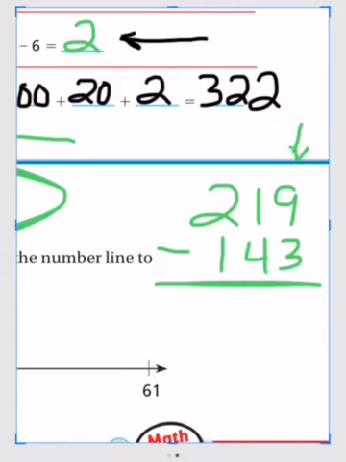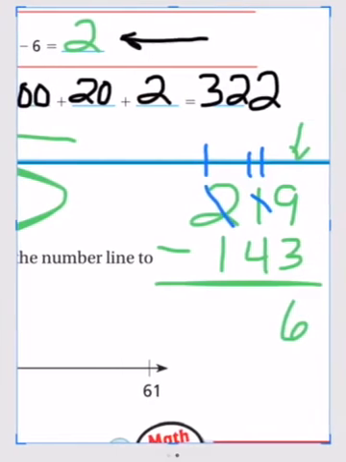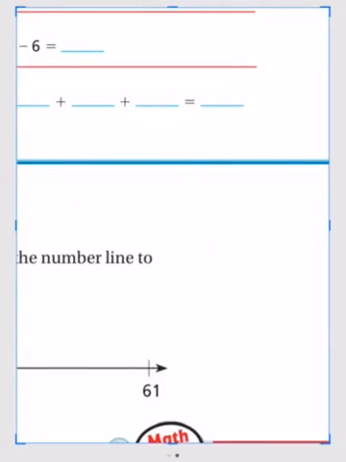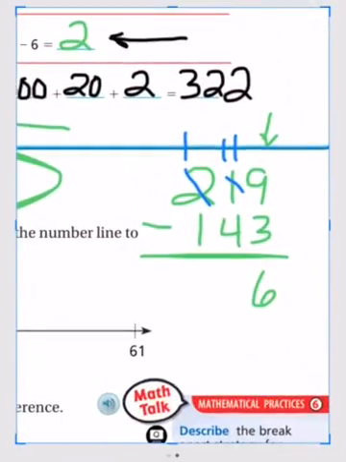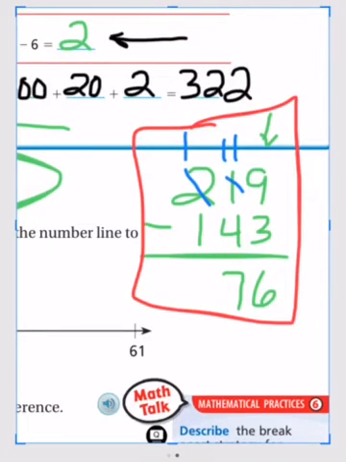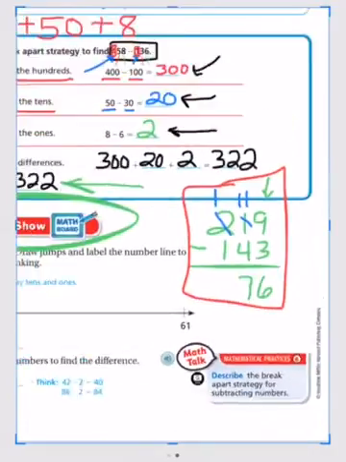9 minus 3 is 6. We can't do 1 minus 4, so we need to regroup. We get rid of 100. Take those 10 tens that make up the 100, add it to the 1 ten that's already there. Now we have 11 tens. 11 minus 4 is 7 tens. 100 minus 100 is nothing. So if you want to use a strategy like this, even though we didn't talk about it today, you certainly can. Use a strategy that works best for you, right?